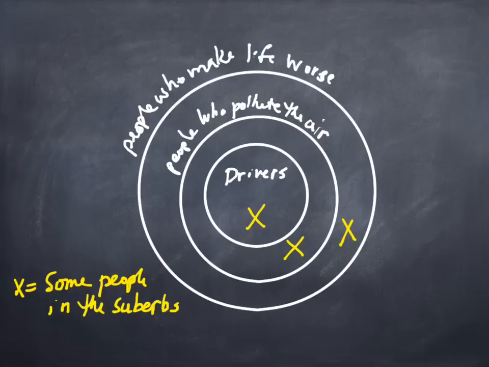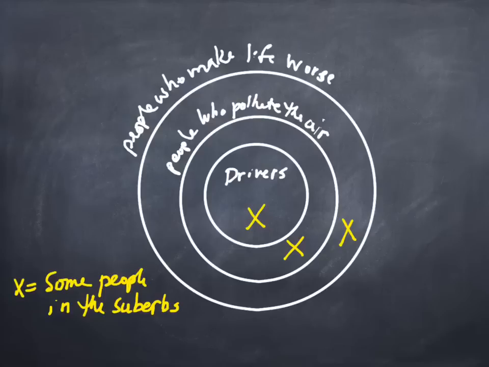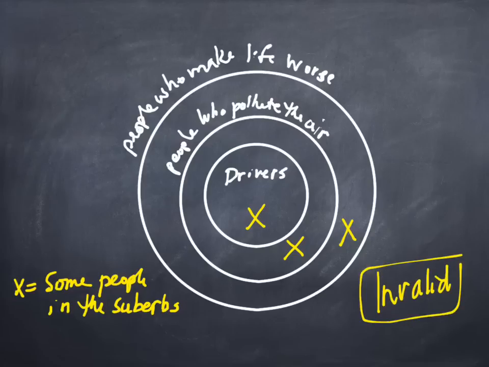With me? So the statement says at the end, some people who live in a suburb drive. We don't know that. We don't know that, do we? Could they? They could. Do they have to? No. So the argument is invalid. Any questions on these arguments or these diagrams? All right.